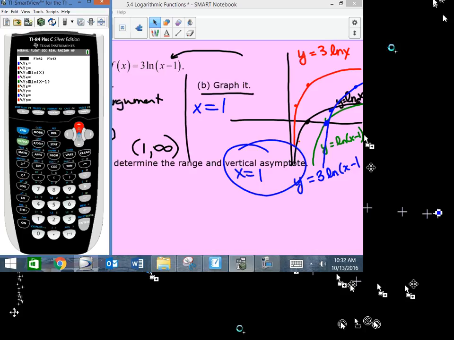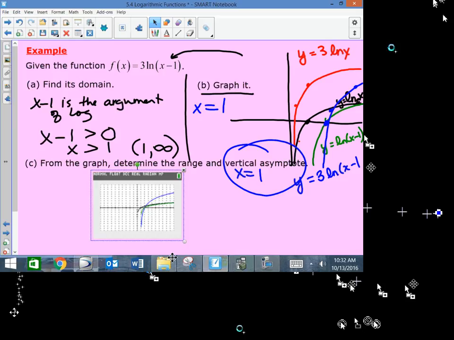Okay, 3 ln, oh shoot, did I do that? 3 ln, thank you for telling me that, x minus 1. Okay, so there they all are. That's the one we really want, the blue one. You can see a lot better there than I did. And you can see it comes down like it's supposed to. For some reason, the graphics on this calculator just make it stop there. I don't know why. Okay? So the blue one is the one.